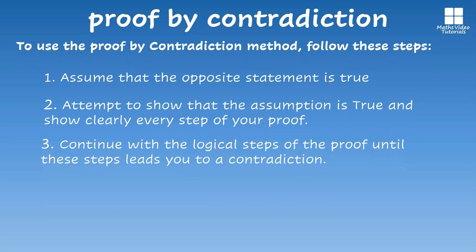Thirdly, you continue with the logical steps of the proof till you arrive at a contradiction. Now, at this stage, you're nearly done. All you have to do is make a conclusion in which you say that your assumption is false and therefore the original statement is true. All right, now let's see how we can put these steps into practice and answer some questions. Let's jump right into it.